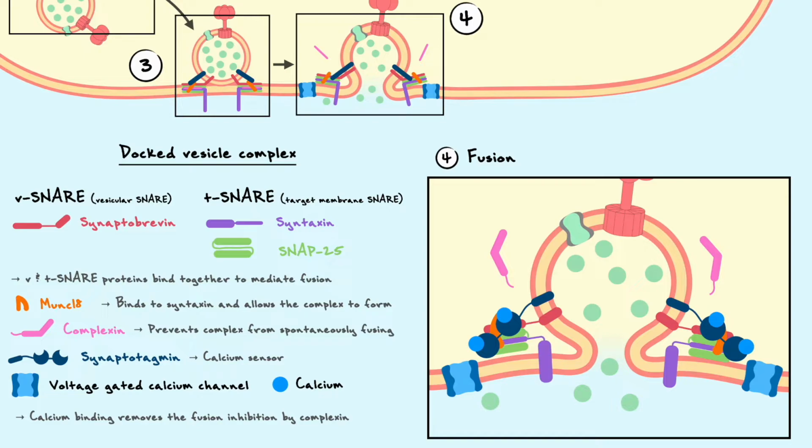After fusion and transmitter release, calcium will unbind from synaptotagmin and its activity will be terminated by either directly leaving the cell through transporters or by getting buffered by specialized proteins. The calcium entry will also be removed by the repolarization of the cell by voltage-gated potassium channels.